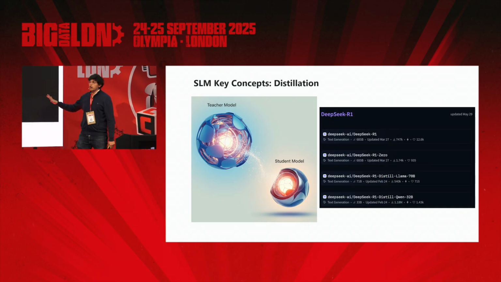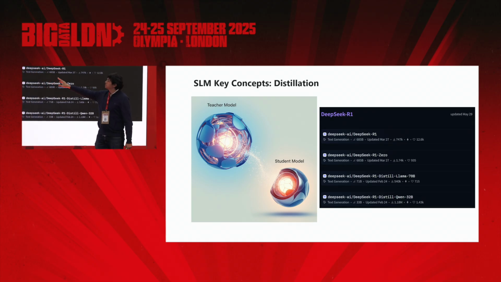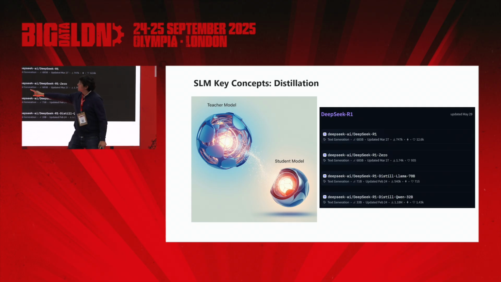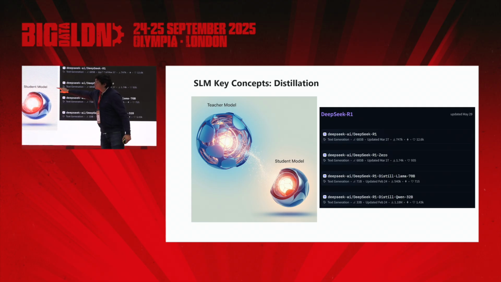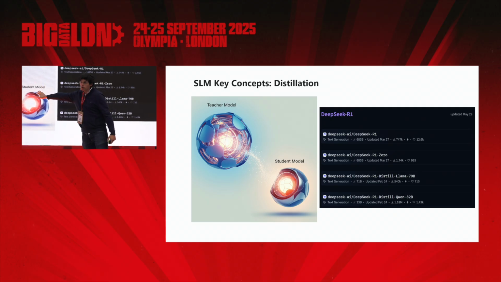The other way to make a model smaller is to use distillation. Distillation is where you have a teacher model that's very big, and you expose the teacher to a student model. Then that student model will imitate more and more the behavior of the teacher.